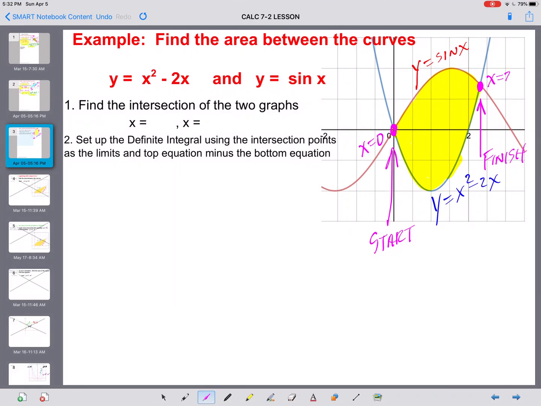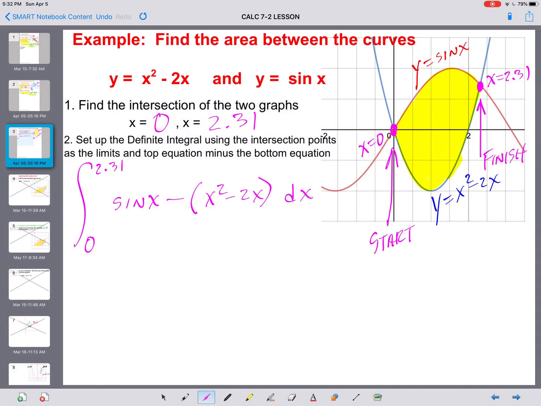So here it is. X equals 2.31. We're going to start our slices at x equals 0. We're going to finish at 2.31. Let's do the integral. 0 to 2.31. What graph is on top? Yeah, it's the sine graph. So sine of x minus parentheses. What graph is on the bottom? X squared minus 2x. There it is, and then we put the dx.